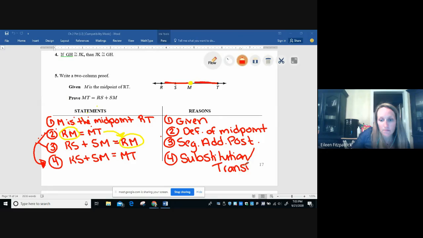So am I done? You want to prove that MT is equal to RS plus SM. If you wanted to use the symmetric property and flip it around so it matches, you could, but it's not necessary. And that's it, guys.